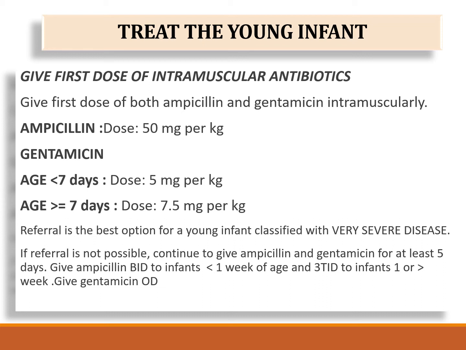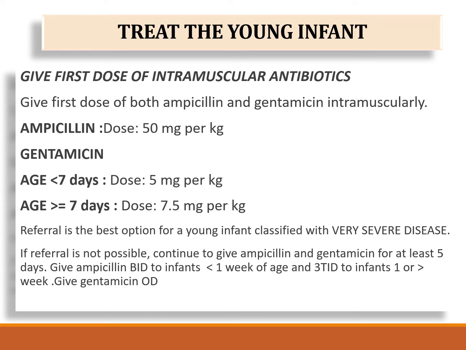If ever you need to refer the patient urgently to the hospital, then give your first dose of intramuscular antibiotics. Give the first dose of both ampicillin and gentamicin intramuscularly. Your ampicillin is 50 mg per kilo. Your gentamicin will depend on the age of the infant. If less than 7 days, you give 5 mg per kilo. If more than 7 days, you give 7.5 mg per kilo. That's IM doses as the first dose.